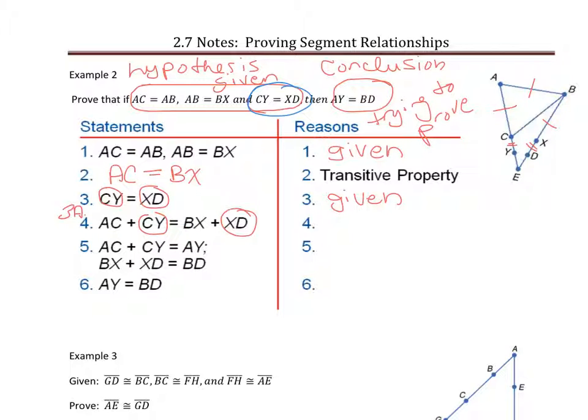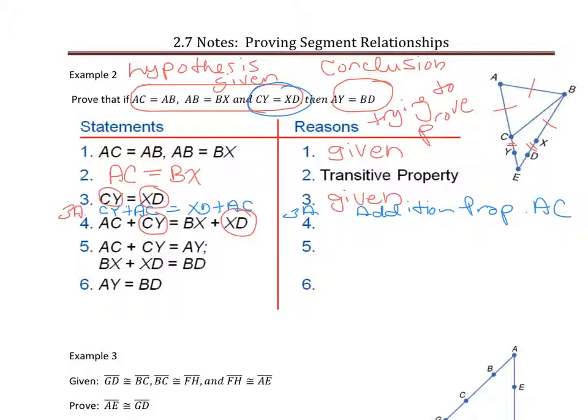Let's say CY plus AC equals XD plus AC. There we have here the addition property of equality. We added the same thing to both sides. The thing that we added was AC.